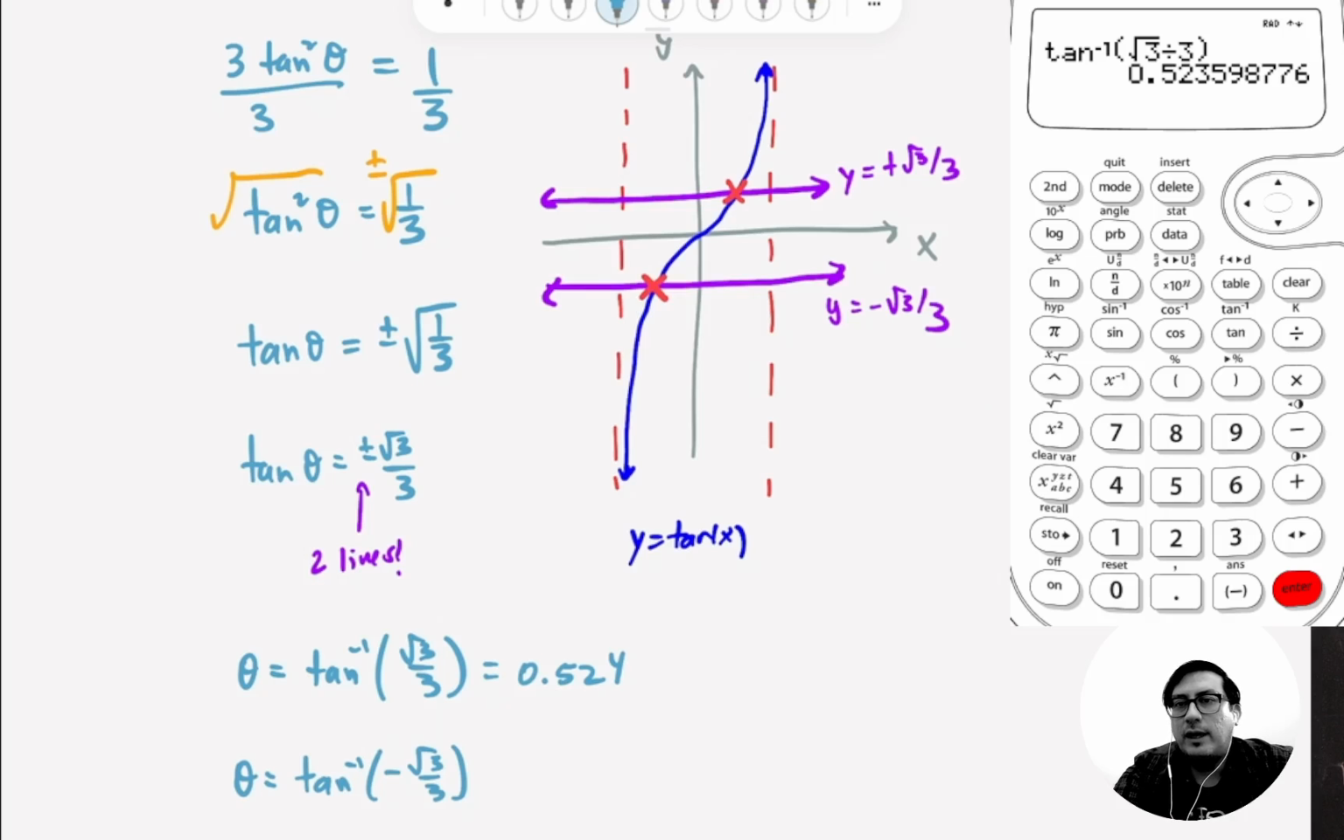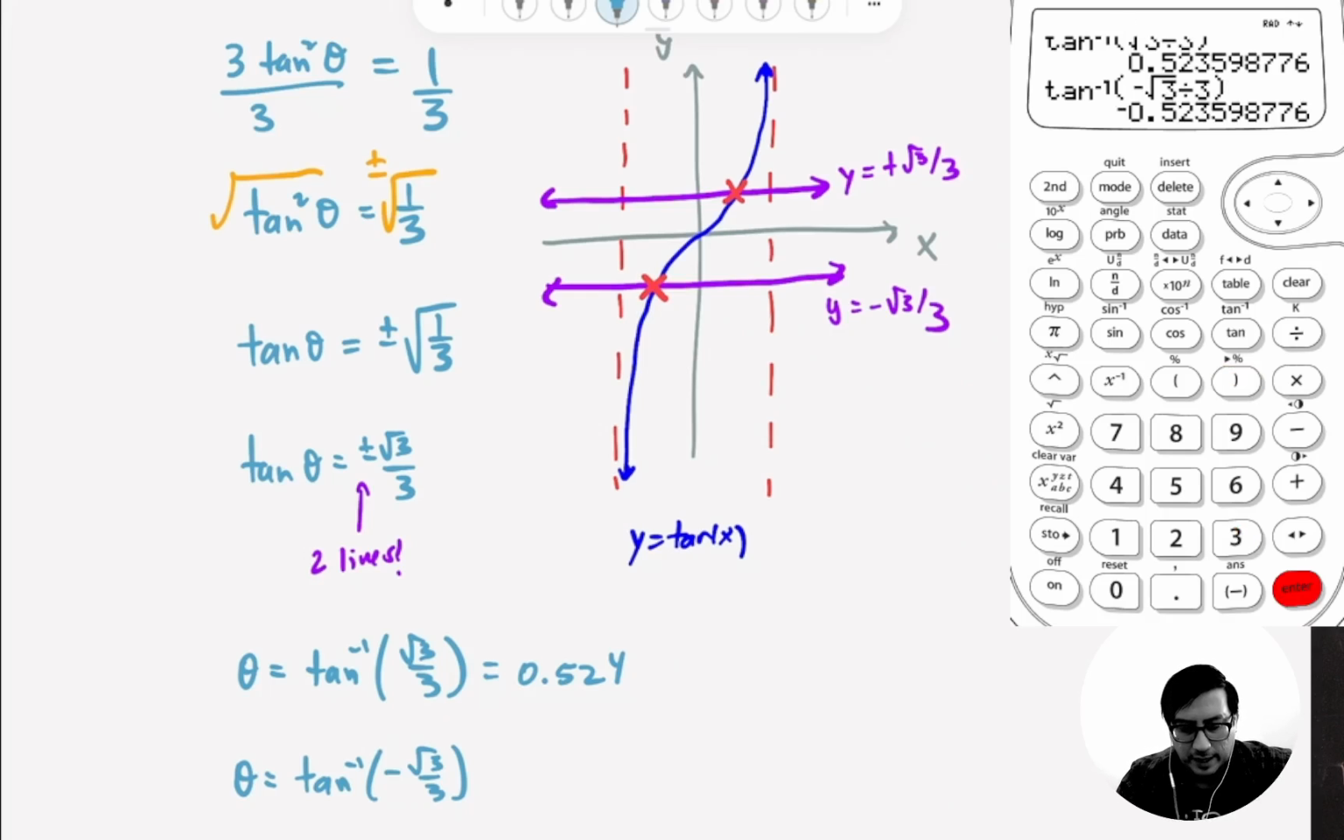Okay, now let's evaluate the second one. Tangent inverse of minus, and remember minus is down here, and now we do square root 3, right arrow to get out of the square root, divided by 3, close parentheses. All right, and then we get negative 0.524.